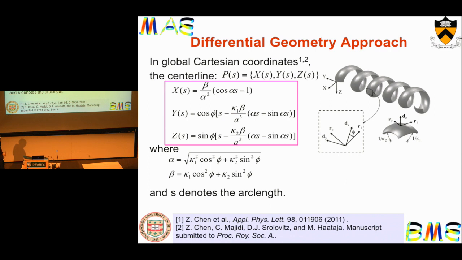But at the end of the day, the center line of the ribbon can be parameterized as a function of the arc length measured from the beginning. And all these other parameters can be written in terms of kappa 1, kappa 2, and phi, these three independent geometric parameters. And we can show that the center line actually forms a helix.